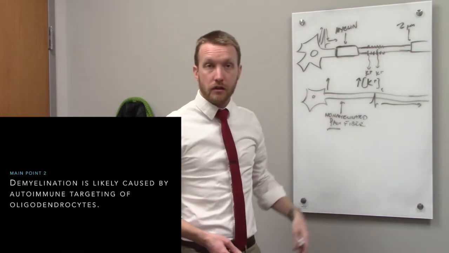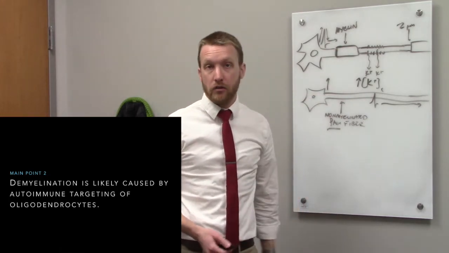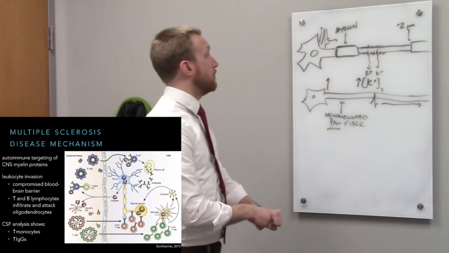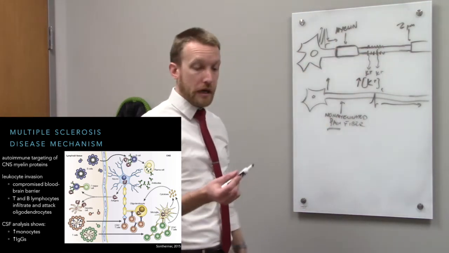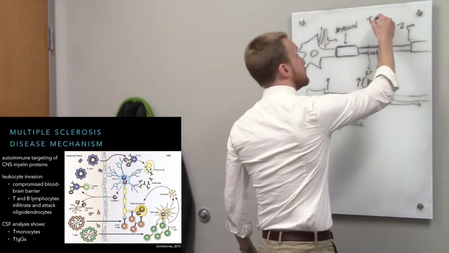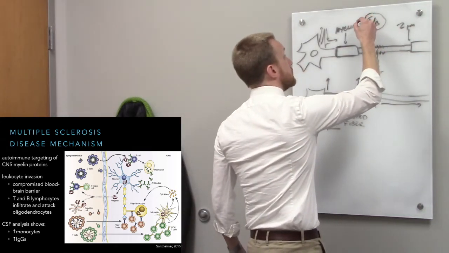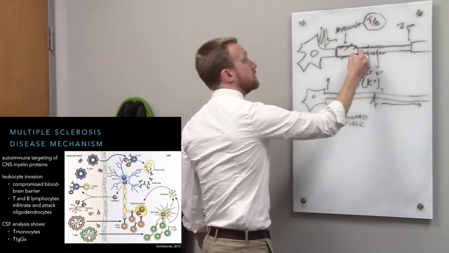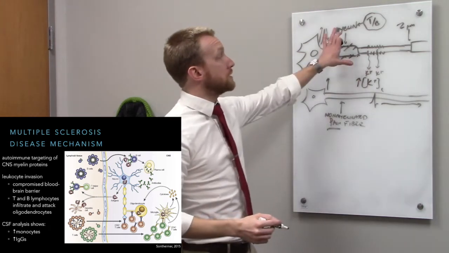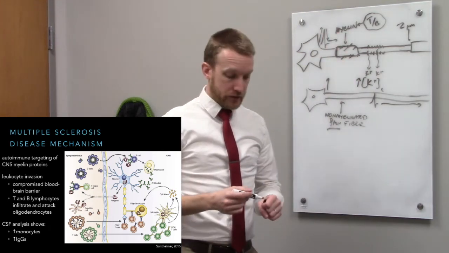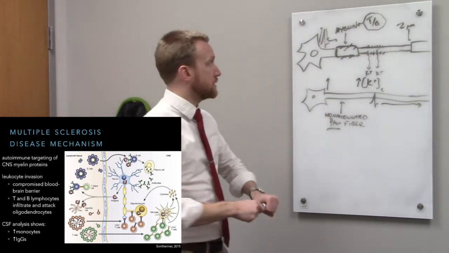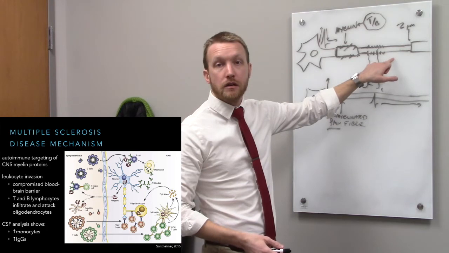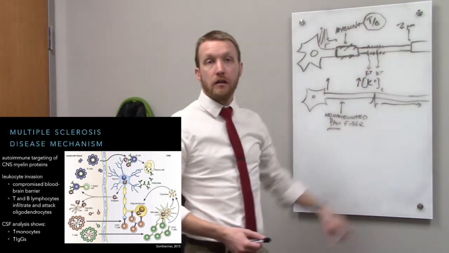So our immune system is going to break down oligodendrocytes. So improper targeting of myelin proteins by our immune system coming in, breaking down the myelin, this is what's going to cause MS. So immune cells that are incorrectly targeting the myelin sheath are going to expose areas of the axon.